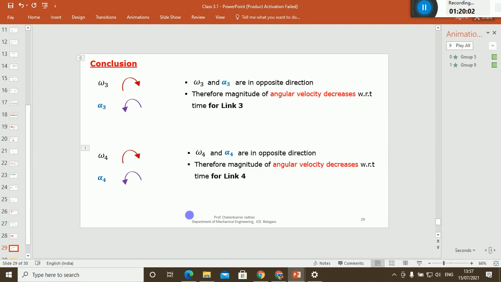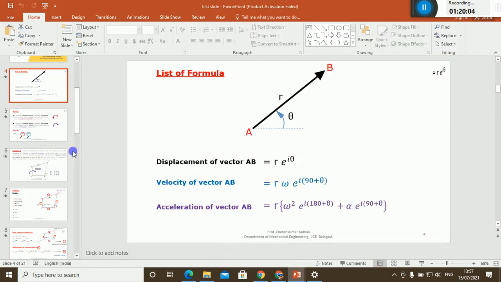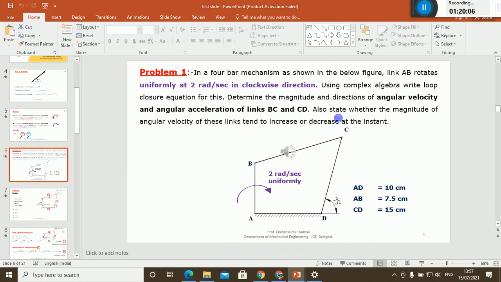Yeah. So in the problem it is given. Okay. Determine the magnitude and directions of angular velocity and angular acceleration of link BC and CD. BC is nothing but the third link. CD is the fourth link. So I got omega 3, alpha 3, omega 4, alpha 4. And also state whether the magnitude of angular velocity of these two links is increasing or decreasing.